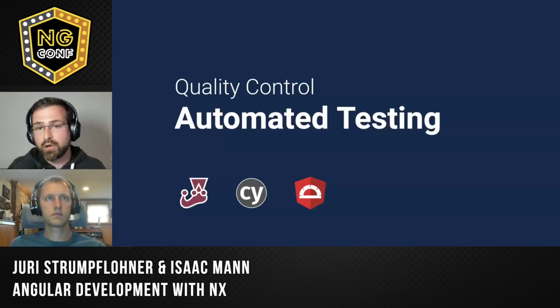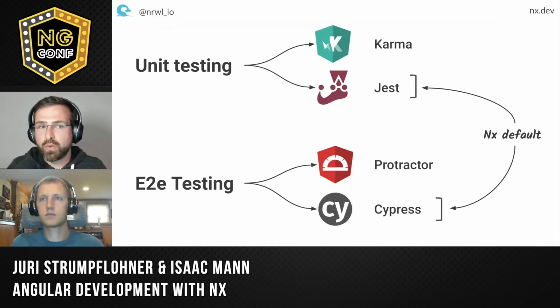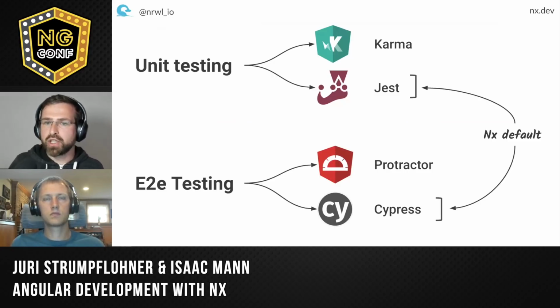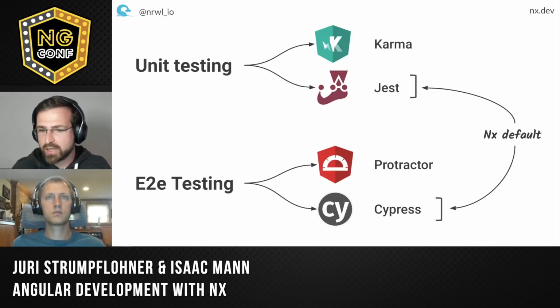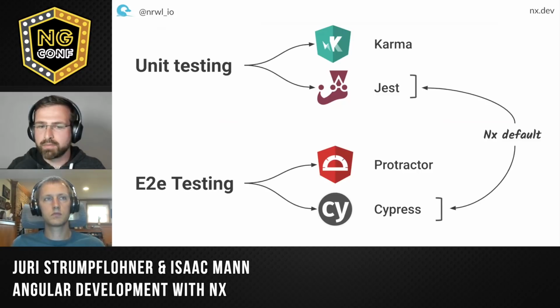When we talk about automated testing and quality control, what we have in NX by default is Jest support. We obviously also support Karma, just as the Angular CLI does, so you can actually choose when you generate a new application. But by default, we use Jest because we think it's faster and the dev experience in general is better. The similar thing holds also for end-to-end testing. We have Protractor support, but by default, we generate Cypress tests for all your apps.